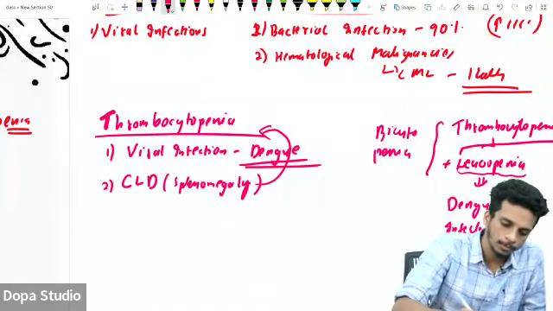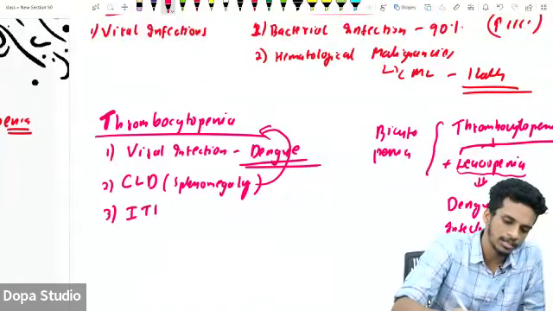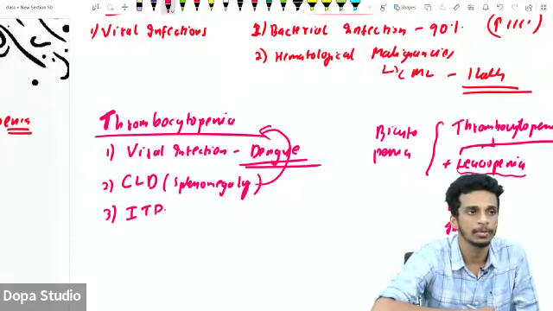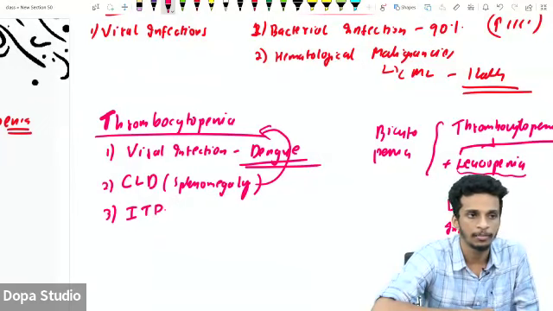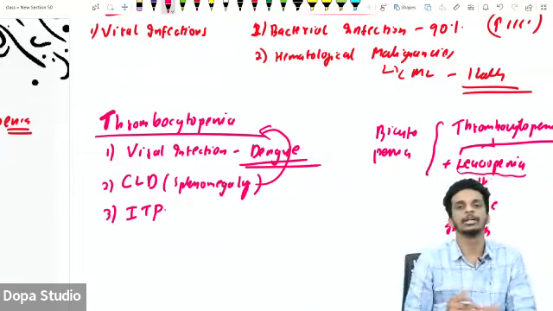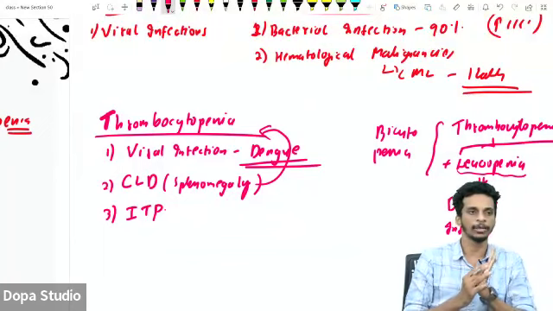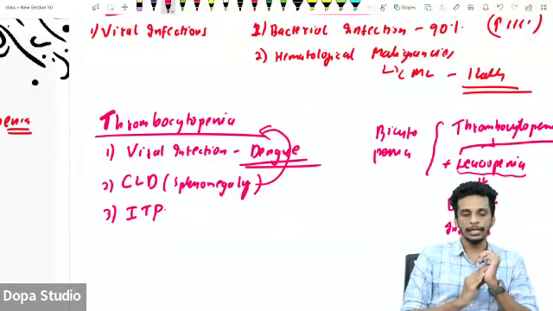Now third, I can see thrombocytopenia in conditions like ITP. ITP means, you know, idiopathic thrombocytopenic purpura or immune thrombocytopenic purpura. Here there will be a decrease in platelet count without a particular reason. Actually, it has got reasons. It's a little complicated, but we call it ITP.